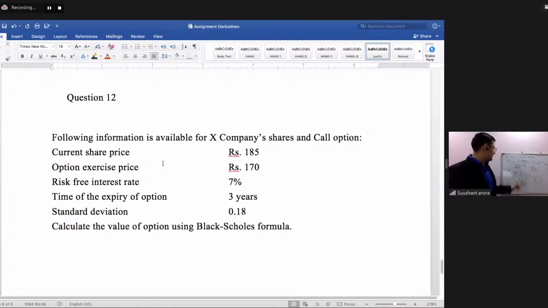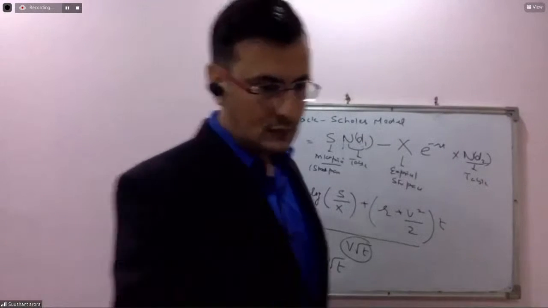Let's see what values are given. Is the S value given to us? Yes, which is 185. Is the option exercise price given? Yes, X is 170. R is given as 7%, and time to expiry is 3 years. The standard deviation for calculating D1 is 0.18. Calculate the value of the option using the Black-Scholes formula. I'll show you everything at table level. After you calculate the D1 value, you have to use the normal cumulative table to get the N(D1) and N(D2) values. Should we do it? Let's start.